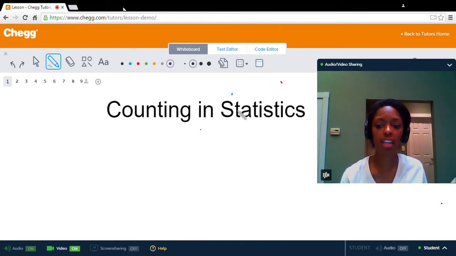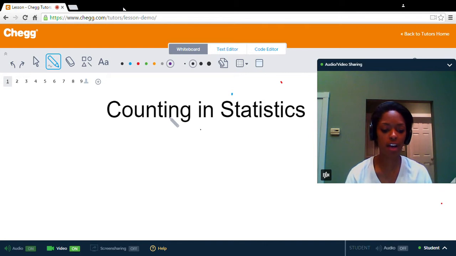Today I'll be talking about counting and statistics. In statistics, we refer to counting as techniques used to count the set of possible outcomes, which is in two different ways. The first being in combinations, and the second is in permutations.